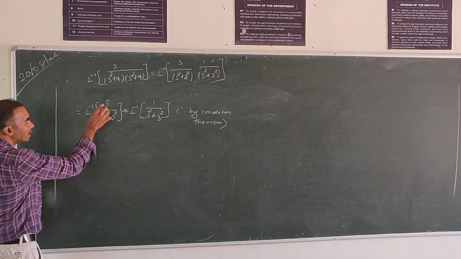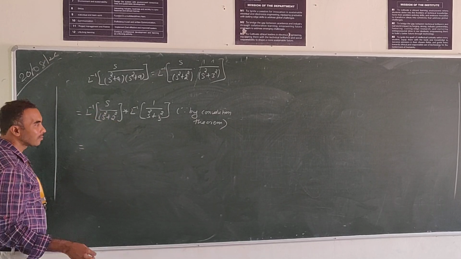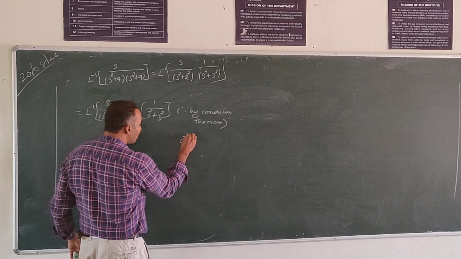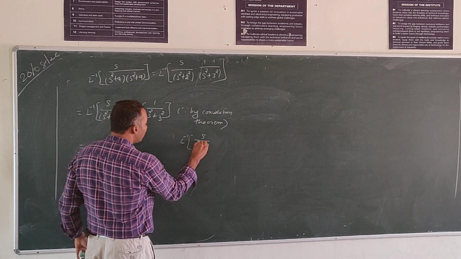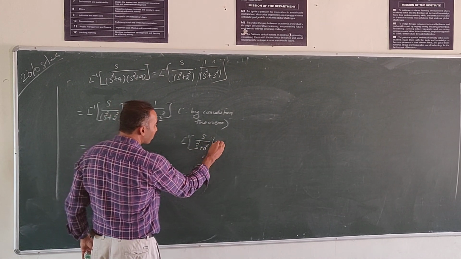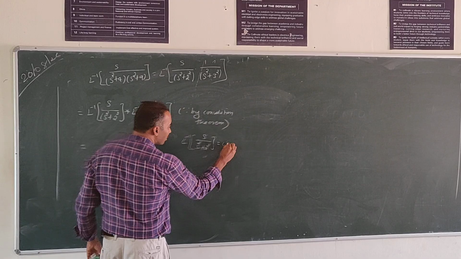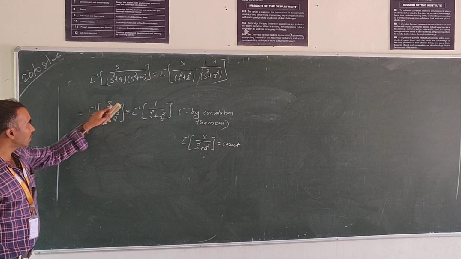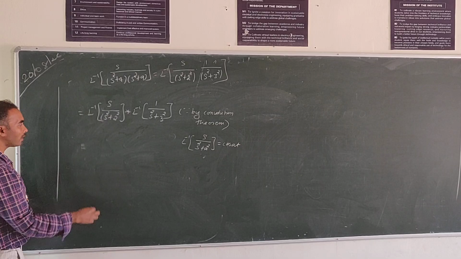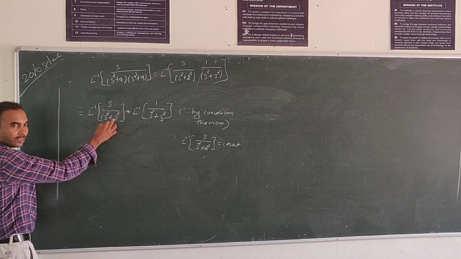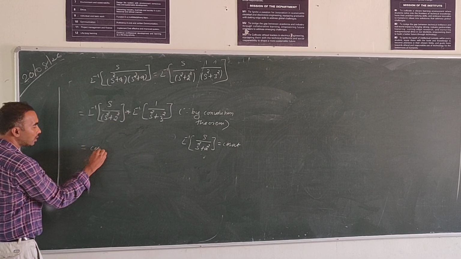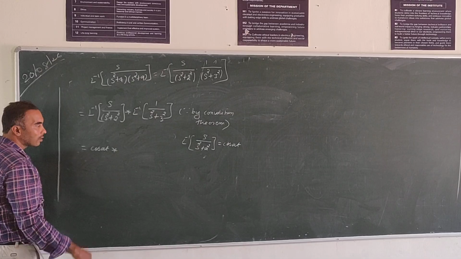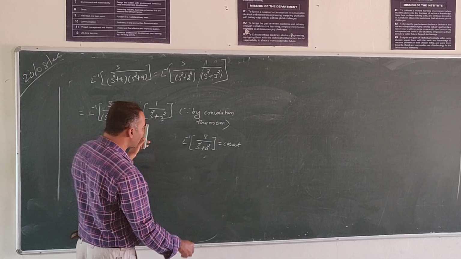Next, we have the formula. What is the formula for L inverse of S by S square plus A square? It is cos AT. So instead of L inverse of S by S square plus 2 square, we can write cos 2t, star.